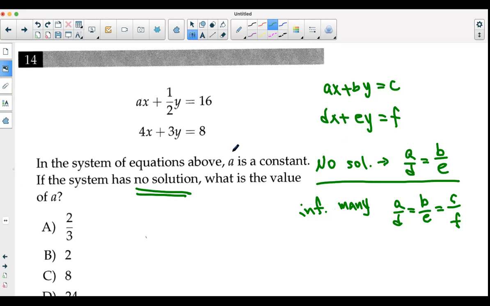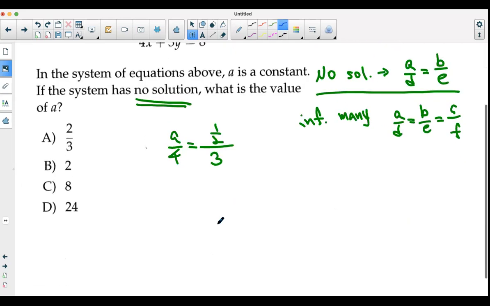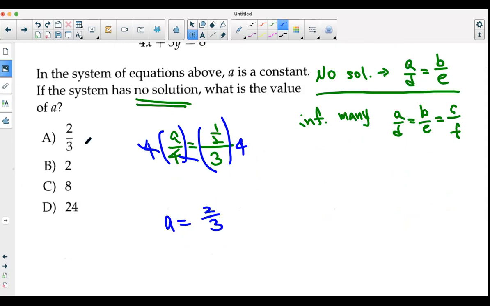Since it says no solution, what I can do is set up the proportion out of these four numbers. So I'm going to say a over 4 is equal to what? 1/2 over 3. So how can I get a? Oh, I can get a by multiplying by 4 on each side. Then a will be equal to, these two cancel away, so 4 times 1/2 becomes what? 2 over 3. So therefore, it becomes 2 over 3. That's exactly what we want to do.